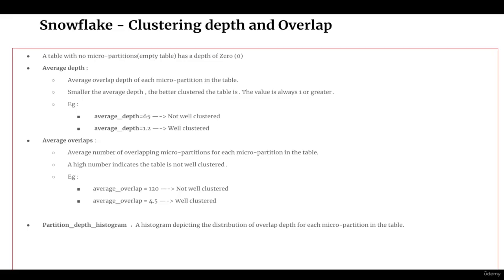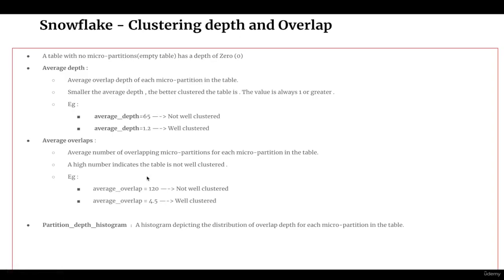When it comes to average overlaps, it's the average number of overlapping micropartitions for each micropartition in the table. A high number indicates the table is not well clustered. If you have an average overlap of 120, you know it's not well clustered. But if you have an average overlap of 4.5, you know it's well clustered.